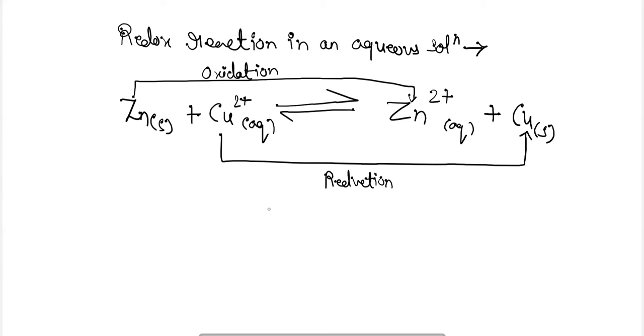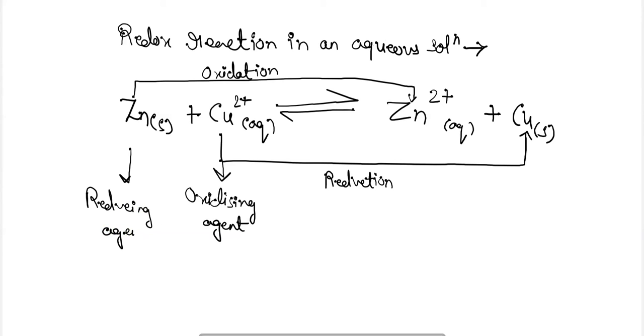Okay. So here we can say that as copper is oxidizing zinc here, it will be termed as oxidizing agent. Copper will be termed as what? It will be termed as oxidizing agent. While the zinc is reducing the copper, so it will be termed as a reducing agent.